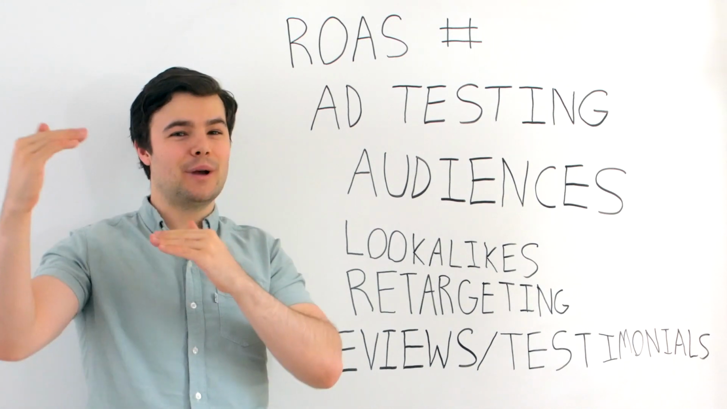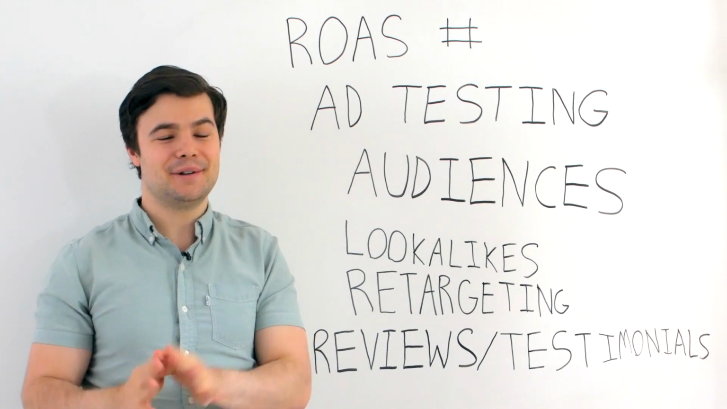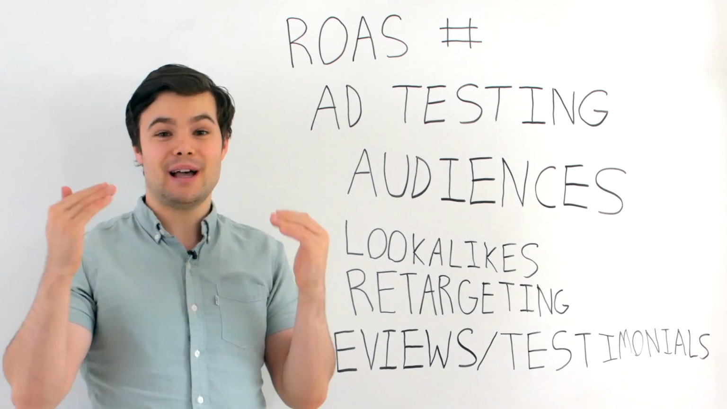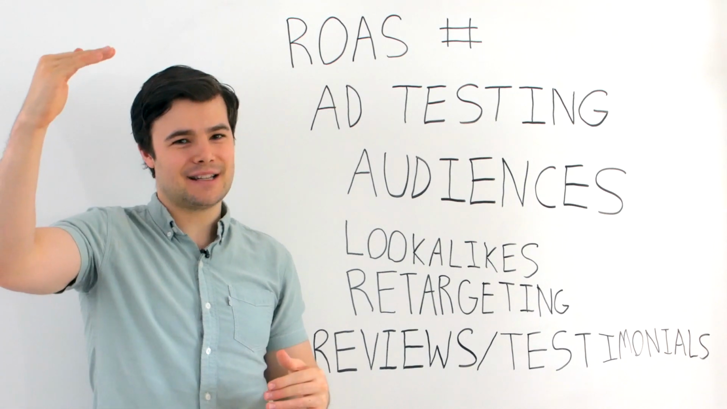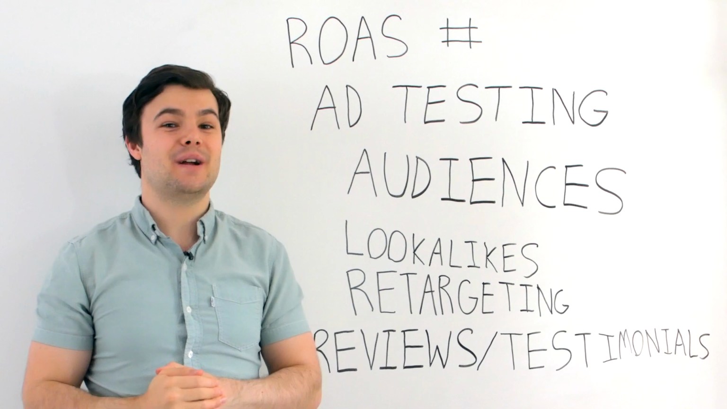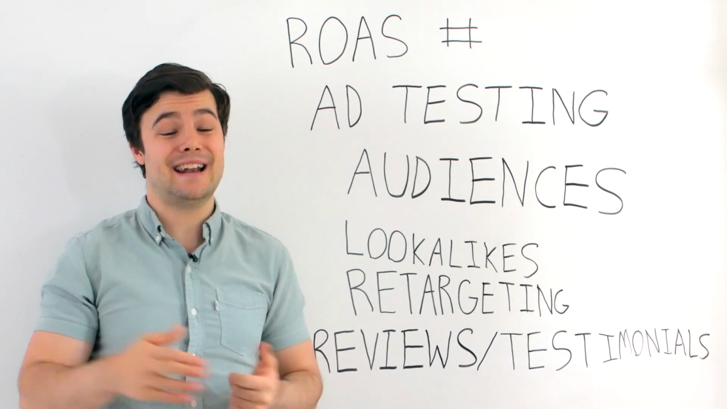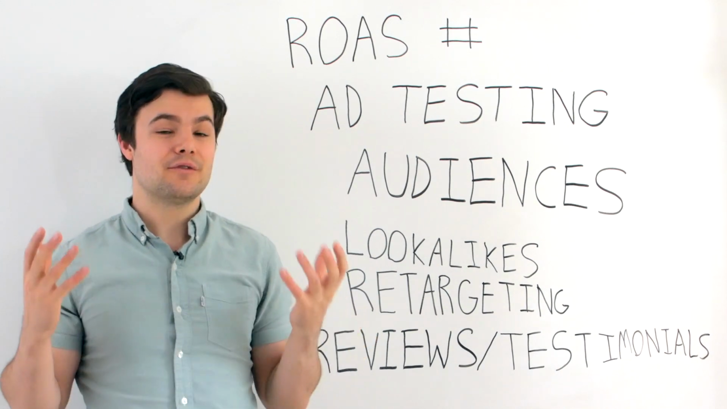But you want some wiggle room. If the target is 3 times return on ad spend and you're doing $100 a day and you're at 3.1, you don't have a lot of wiggle room. You'll start to spend more and the return on ad spend will probably drop and then you can't scale anymore. Whereas if you're at 3 times return on ad spend and the target is 2 times, that is a lot of wiggle room. There's a lot of potential for scaling that ad campaign.